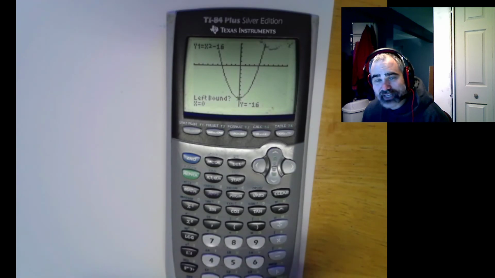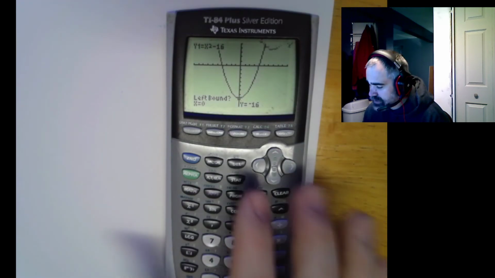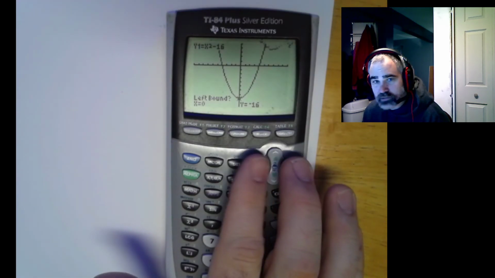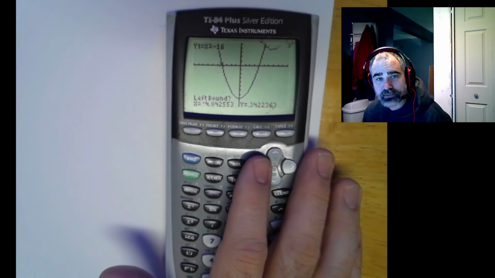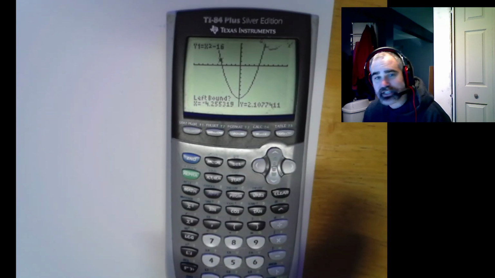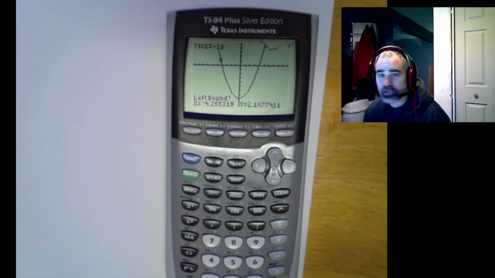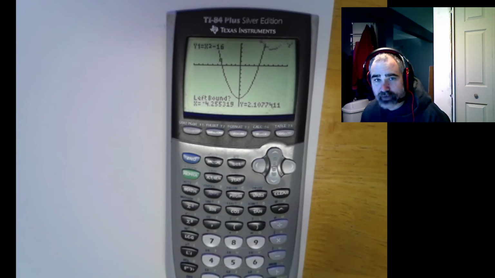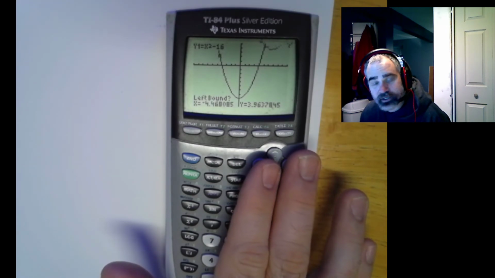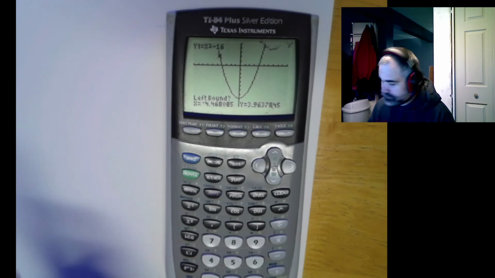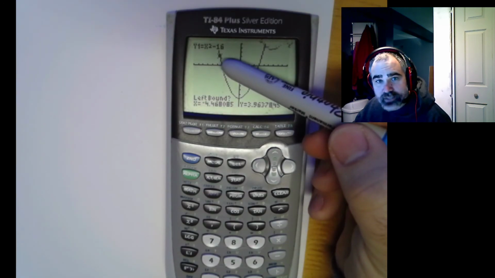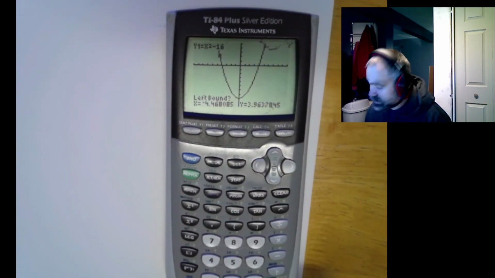And it tells me left bound. Now, what that means is you can move your cursor left and right. And what I want to do is move my cursor to the left of the x-intercept I'm trying to find. It doesn't matter how far to the left, just has to be to the left a little bit, or it can be a whole bunch. It actually doesn't matter. Just has to be to the left of it. So I see my cursor now is to the left of this x-intercept right here. So I'm going to hit enter.